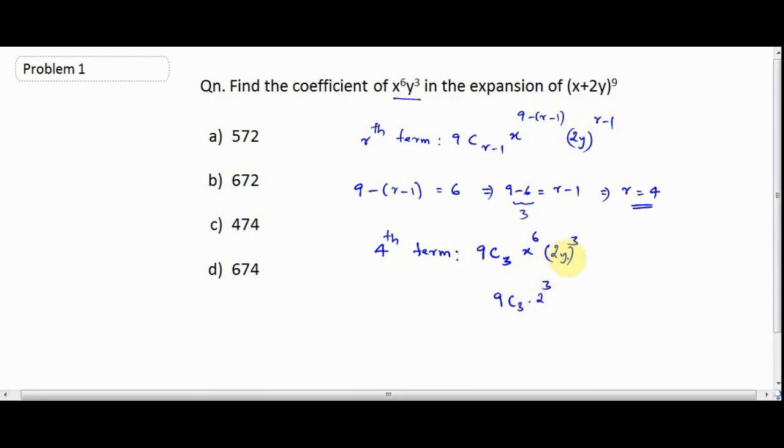Here we have (2y) whole raised to 3, so from that we may take the constant term 2 raised to 3 outside. So we get the coefficient value as 9C3 into 2 raised to 3. The left out parameters are x raised to 6, y raised to 3. Once we simplify this, 9C3 into 2 raised to 3, we get the value as 672. Therefore, the answer is option B.